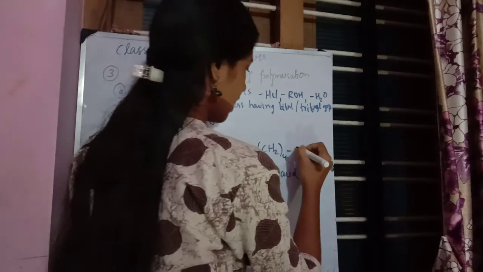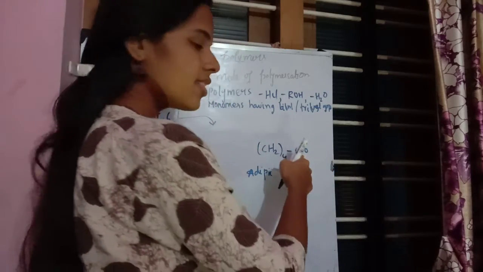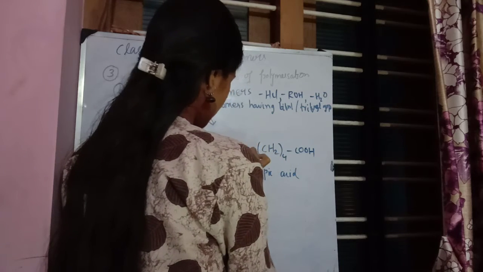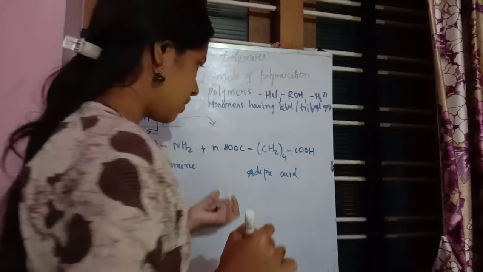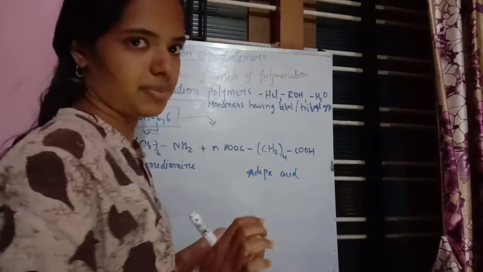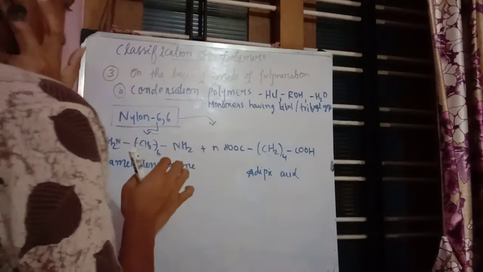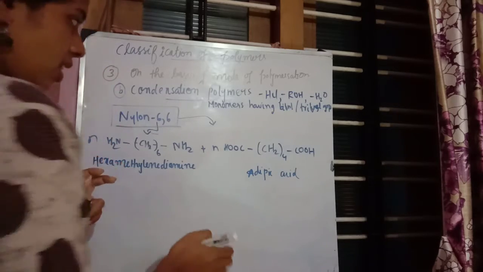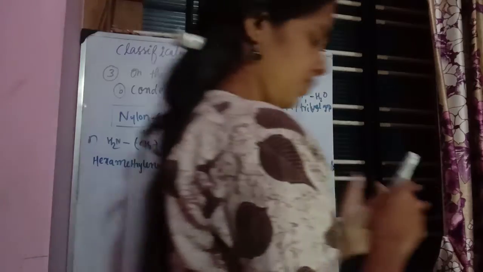And a COOH group, an acidic group. So here also COOH, here also COOH. I am taking n number of adipic acid. There are 6 carbon atoms. Fine. So this is how you write the monomers.